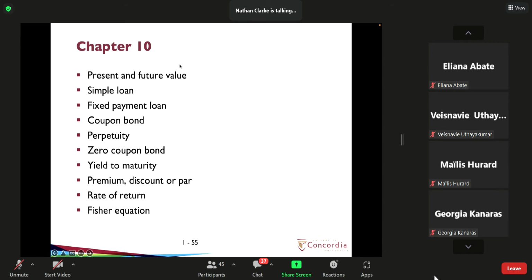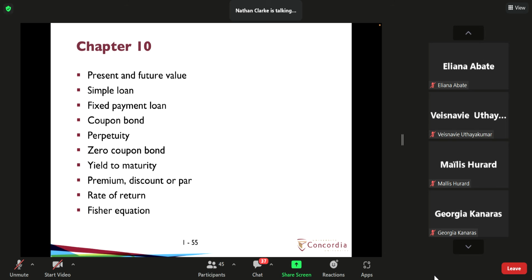So then we also got chapter 10. Okay, so chapter 10, it's essentially a small version of COM308, right? The main stuff is present value, future value. You got all the different kinds of loans and bonds. So be familiar with how they work, sort of what their definition is a little bit, I guess. Be able to recognize if a bond is trading at premium, discount, or par. And then the last thing is the Fisher equation.